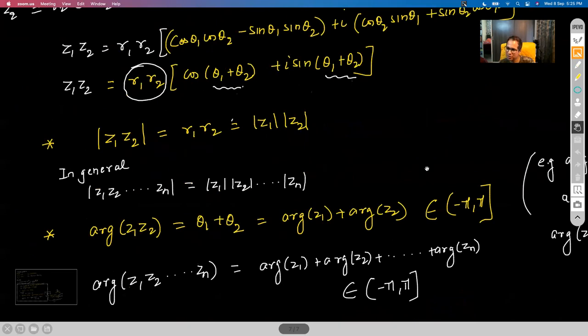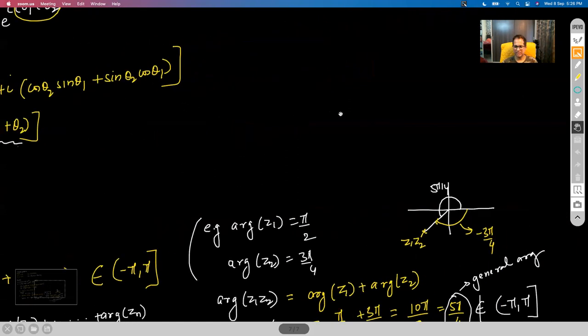So this is the mathematical way of looking at the product of two complex numbers. Now, what is happening geometrically? Let us try to understand that. Before that, if you want to copy anything, you want to write anything, please do so. Done? Okay. Now see, geometrically, what is happening?